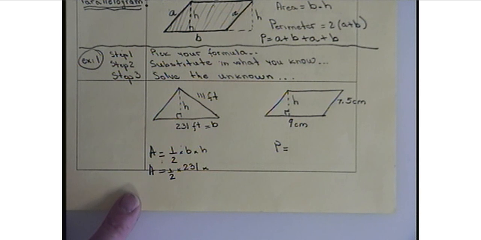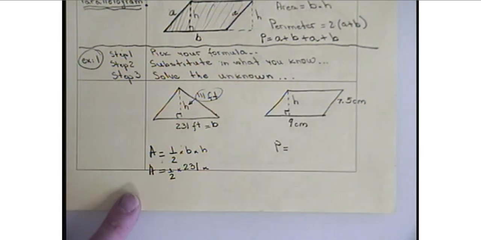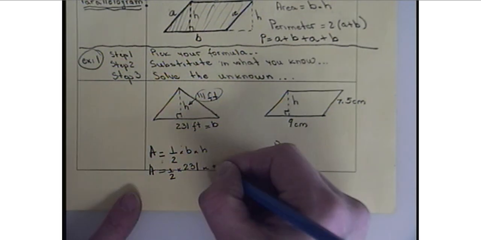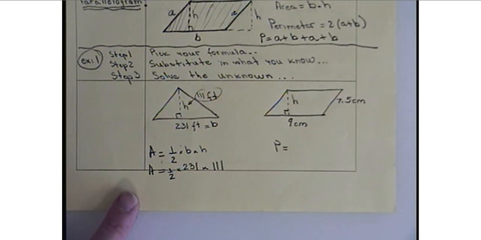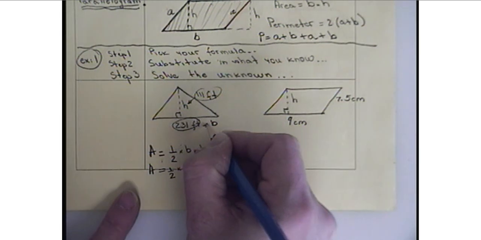No, we don't know the h. Or actually the h should be this. I'm sorry. This is h. This will be the given number for h. So it's going to be 111. So this number is for b. This is h.